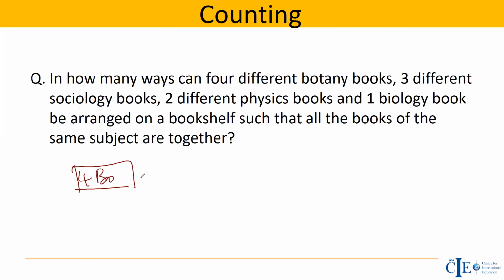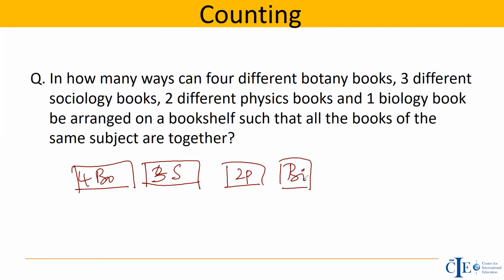4 botanies. Then you have 3 different sociologies, so have 3 sociologies together. 2 physics, and then 1 bio, that's separate. Anyway, keep it separate. So I can see there are 4 of the groups, which can arrange among themselves in 4 factorial.